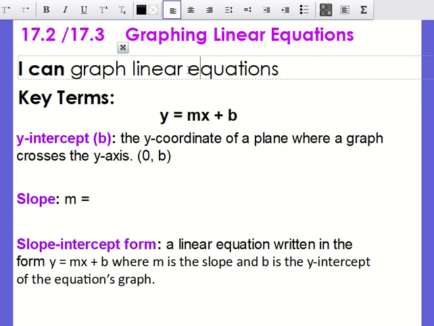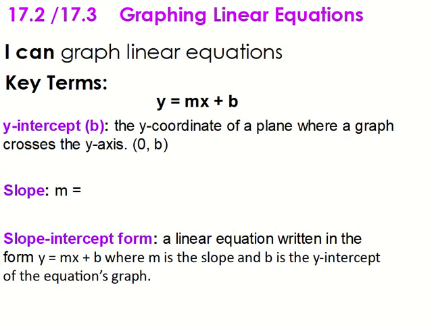So key terms: this first one is y equals mx plus b. This is actually very similar to the form we've been using, y equals kx. Now we're just changing k to become m, and b, we've always actually had b, but in our form it was always 0, because that's our first term, the y-intercept. So the y-coordinate of a plane where a graph crosses the y-axis. So y-intercept because it crosses the y-axis, and it's 0, b. And when we had proportional relationships, they were 0, 0.